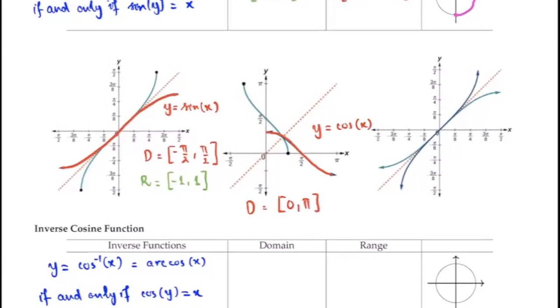So this is the one in red, it's cosine of x, and the domain is between 0 and pi. Okay. If you restrict the domain between 0 and pi, then you have a one-to-one function, so therefore you can find the corresponding inverse function. And the range of the cosine function is also from -1 to 1 because the amplitude is equal to 1.